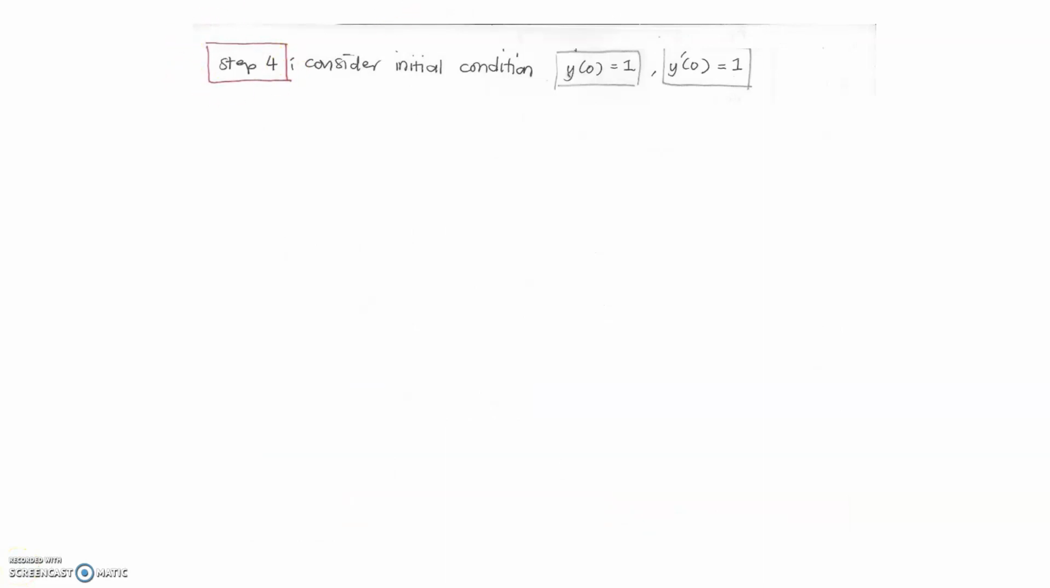How to find this? You need to substitute the initial conditions. Now we go to step number 4, consider the initial conditions. When x equal to 0, y equal to 1. When x equal to 0, y prime equal to 1. Based on step number 3, your general solution is given by y equal to a plus b exponential negative 3x minus 1 over 6 x squared plus 4 over 9 x.